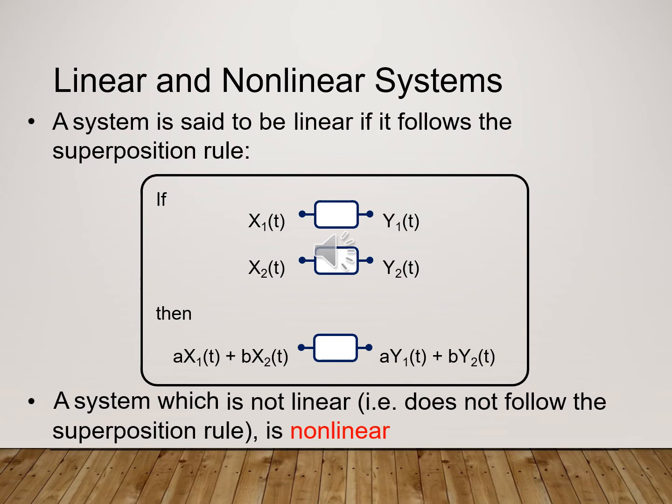Then we satisfy the property of homogeneity, which means that if the input is scaled by any scalar like a or k, then the output is also scaled by the same amount. So if x of t gives us y of t, then k times x of t, where k is a constant, should give us k times y of t. If these conditions are not satisfied, then the system is a non-linear system.